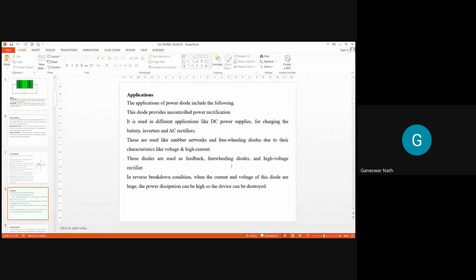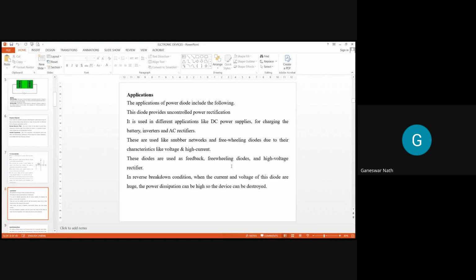I have listed some of the applications. These diodes provide uncontrolled power rectification. That means it acts as a rectifier. It is used in different applications like DC power supply for charging the battery, inverter, and AC rectifiers also.